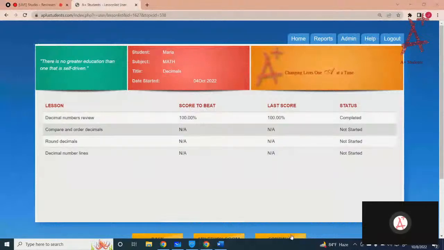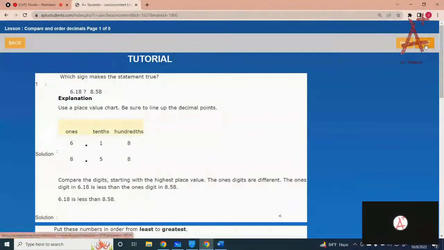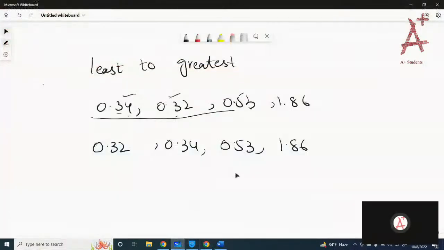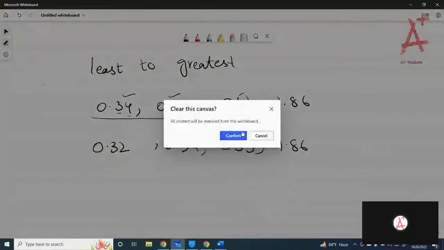Compare and order decimals, and let's start with the test. Okay, the first one is which sign makes the statement true? You have to compare 3.12 and 3.42. So which one? Greater or less? You have to compare the numbers. They are 3.12 and 3.42.